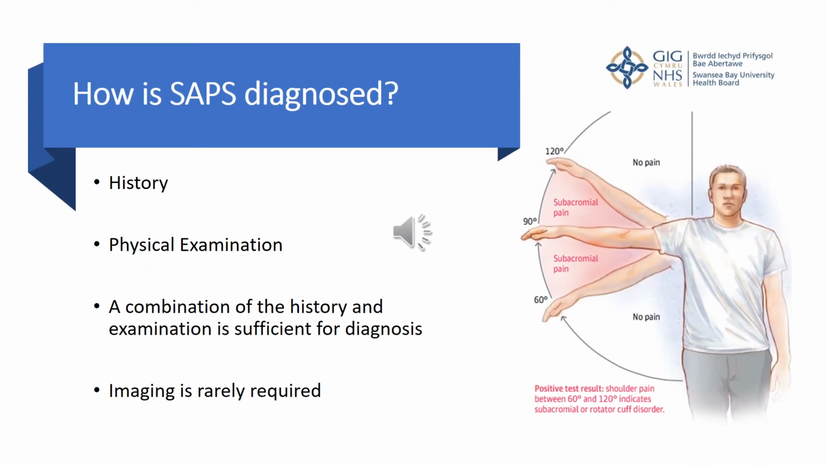So, how is subacromial pain diagnosed? It is diagnosed using a combination of the history and physical examination. The history will include the description of the symptoms, how they originally started, and what aggravates or eases the symptoms. The physical examination will include a range of particular movements and resisted tests of the shoulder. The diagram on the right shows a painful arc. This is one of many physical tests the physio may perform to help with the diagnosis. Imaging is rarely required for accurate diagnosis of subacromial pain.